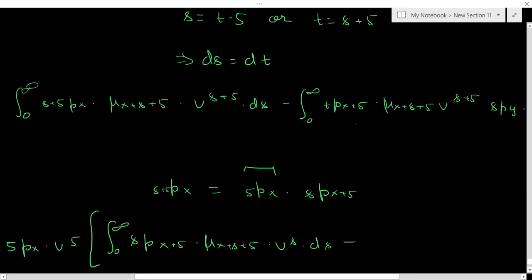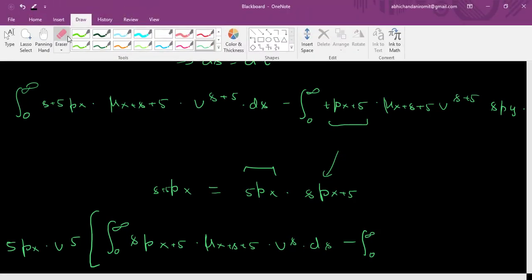For this part also I can get the same thing out. 5px comes out, so this becomes this, right? And out of this v to the power of s plus 5, I can also take v to the power of 5 out. So this becomes going from 0 to infinity. Oh, there is a mistake here.